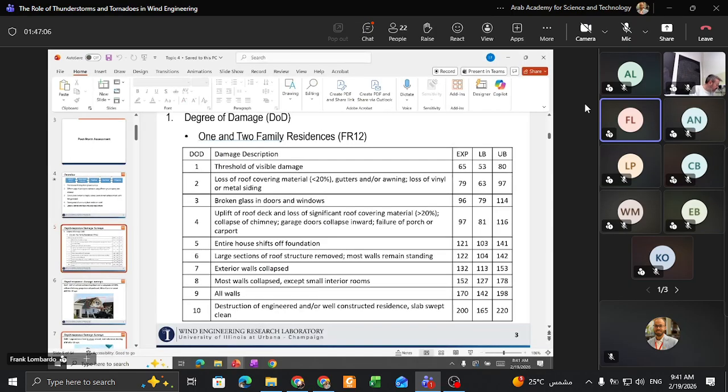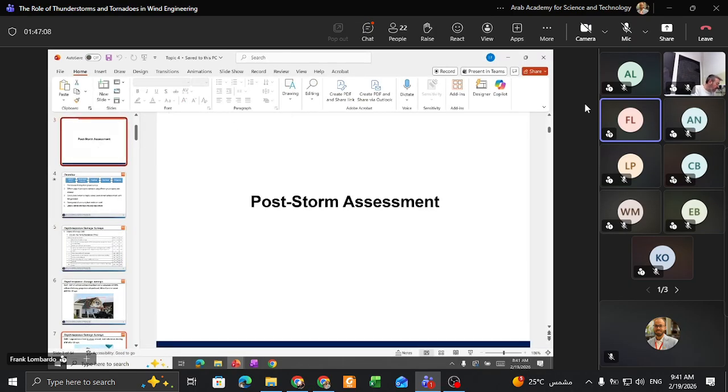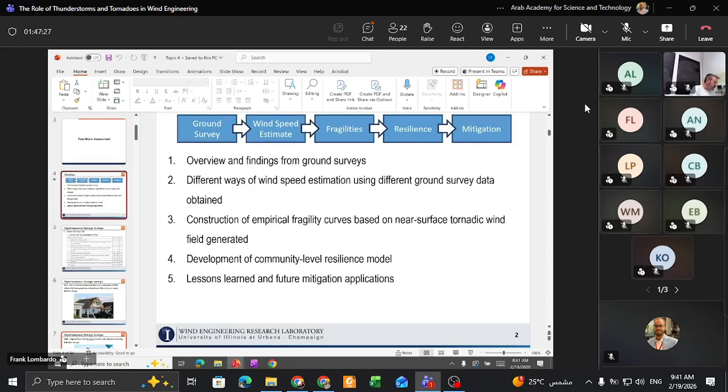So I wanted to step you through a typical post-storm assessment or damage survey, for lack of a better word. So we don't have to go through this. Again, this is what I talked about, really the first couple of things. We'll talk about fragilities today a little bit too.